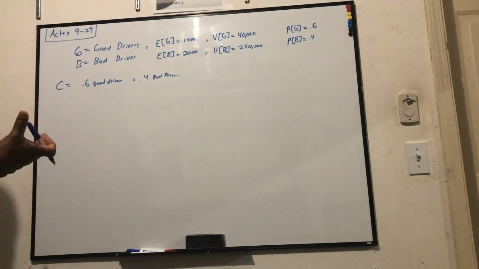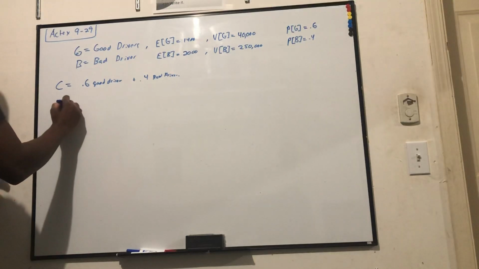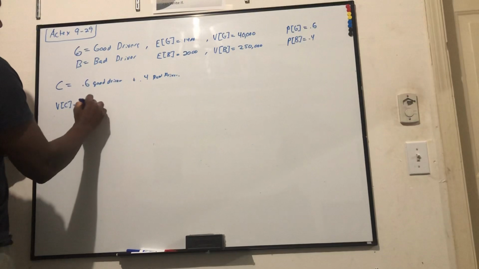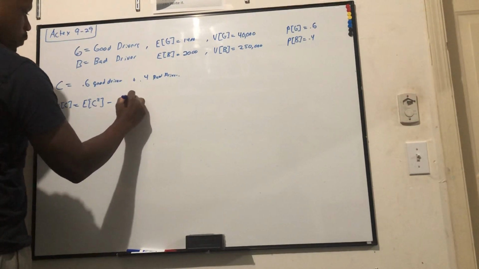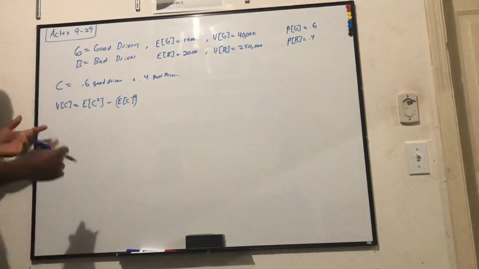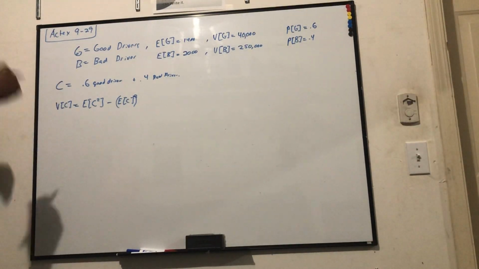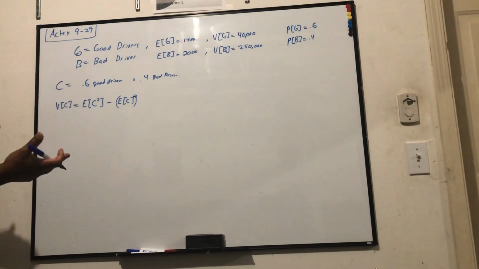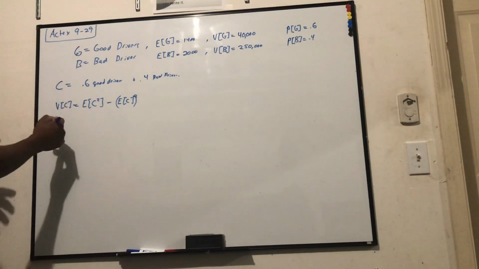Okay, well, the variance of C is equal to, what is our regular rule? The expectation of C squared, the second moment, minus the first moment squared, right? We know this. But let's find the first moment. It's really easy to find the first one. The second one's a little harder, as you'll see in a second.